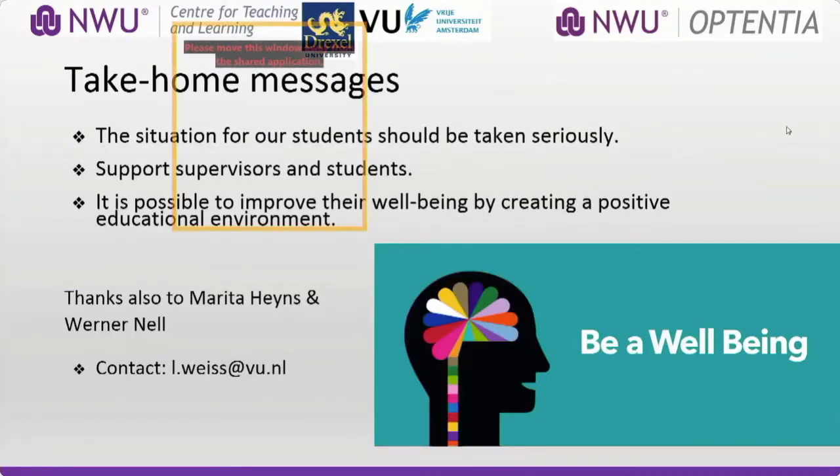So as a take-home message, we can say that the situation for our students should be taken seriously. And I think Optentia is doing a great job at that. And they really take those things to heart, especially in the short learning program. And that we should not only support students, but also their supervisors, so they are enabled to help them. And it is possible to improve their well-being by creating a positive educational environment.